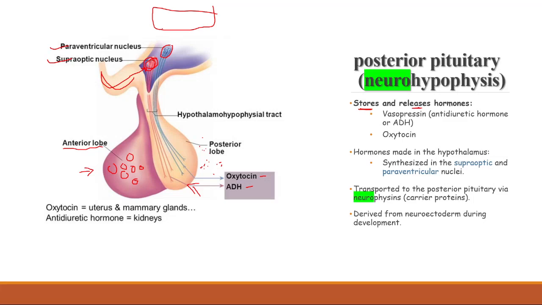So these hormones are made there in these nuclei, and they get through this stalk here, the pituitary stalk. This is called the stalk. And they arrive in the posterior pituitary, and then they are released. And you have to know that the posterior pituitary is derived from the neuroectoderm during development.